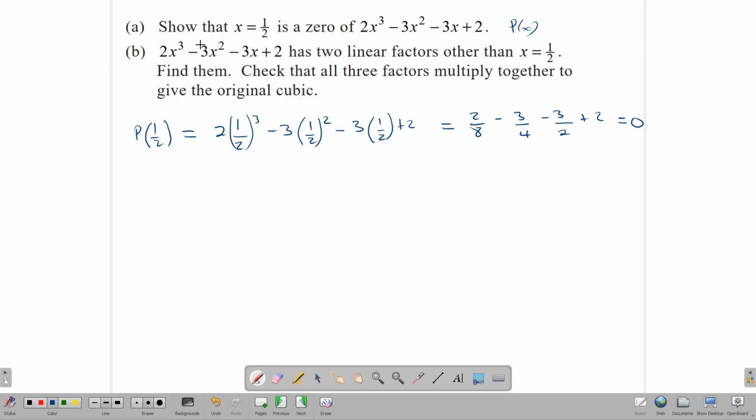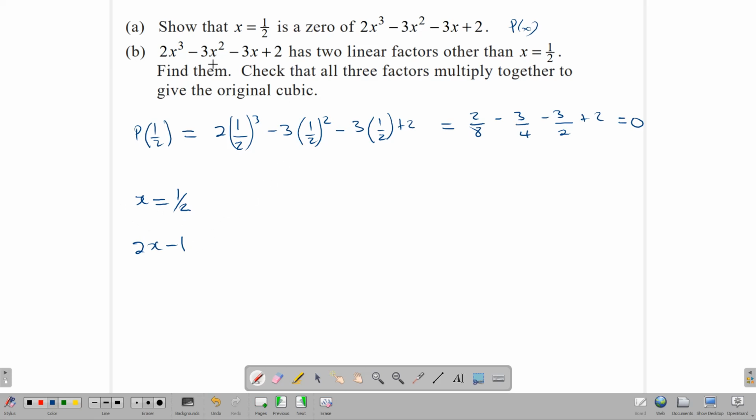So we have shown that x equal a half is a root of this. And the thing now is that if x equal a half is a root, then multiply here, 2x minus 1 is a factor.